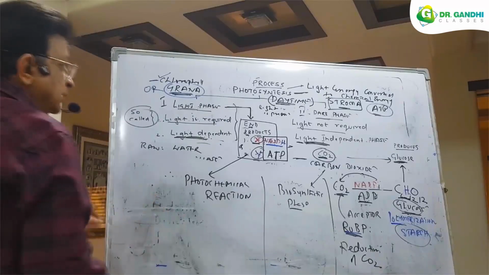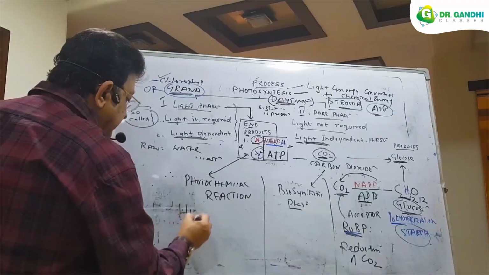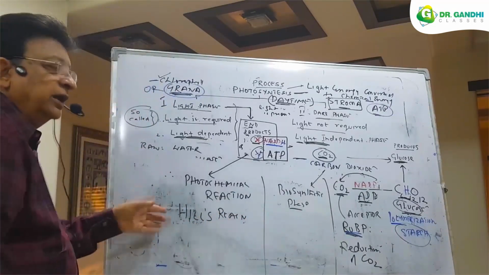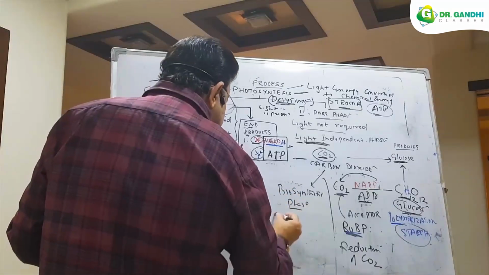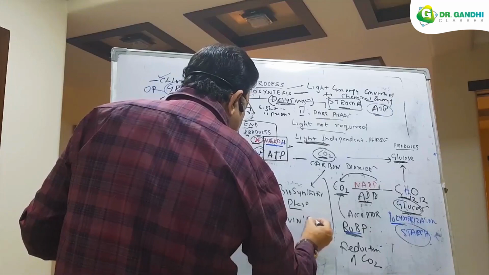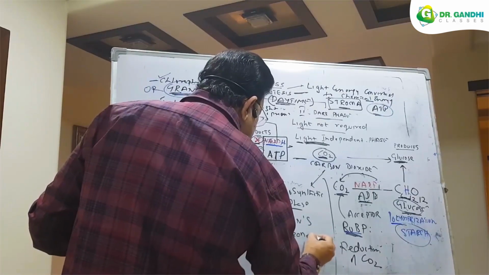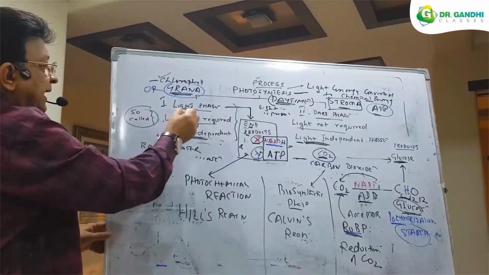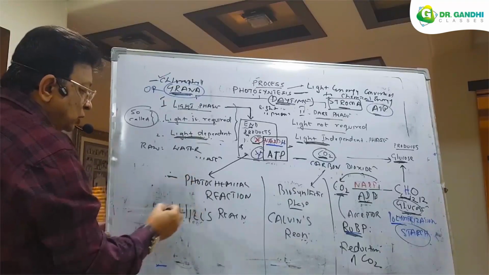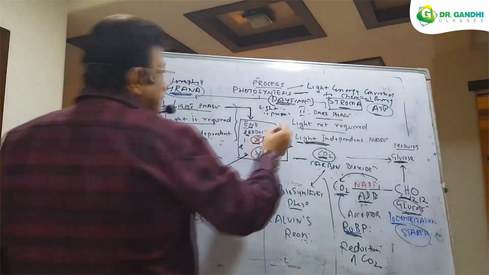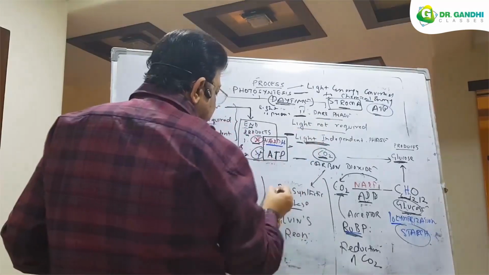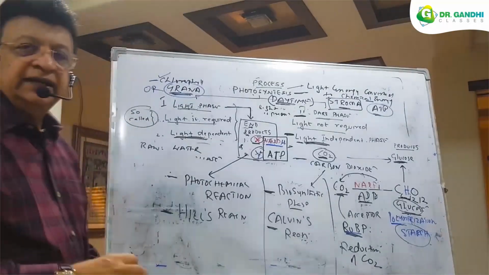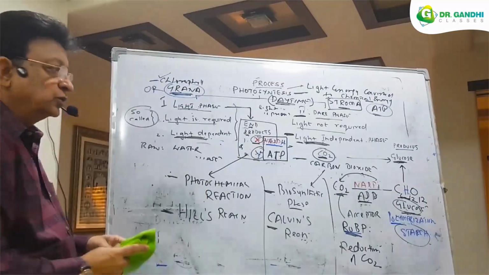A scientist who worked on the light phase has given his name to it, Hill, therefore known as Hill's reaction. A colleague of Hill who worked on the biosynthetic phase is known as Calvin, therefore called Calvin's reaction. So the various names then are light phase, light dependent phase, photochemical phase, Hill's reaction. Dark phase, light independent phase, biosynthetic phase, Calvin's reaction. Okay, so that takes care of the study of photosynthesis.